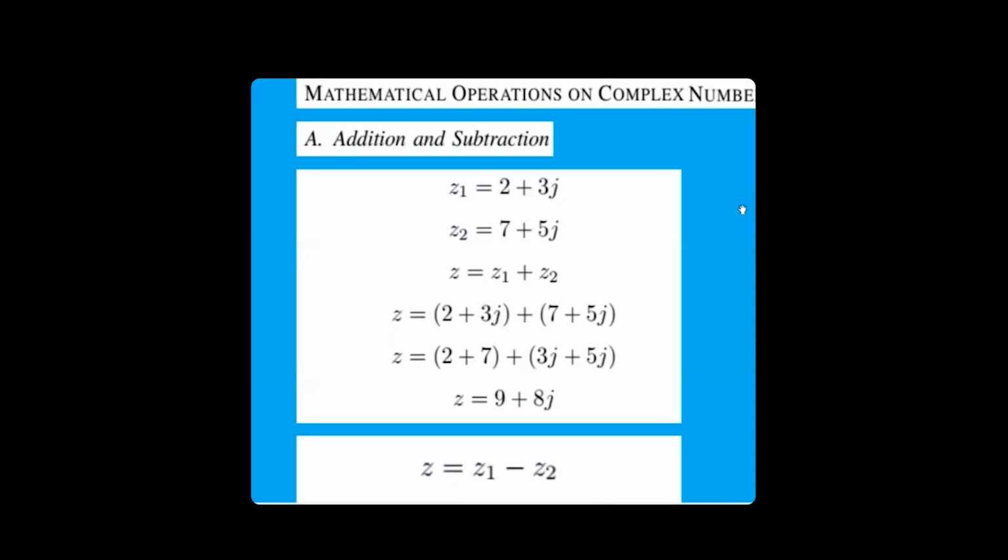In this video, we will learn how to perform mathematical operations on complex numbers. We will start with addition and subtraction. Suppose we have two complex numbers, z1 and z2, and we want to add them. Addition is very simple and straightforward.